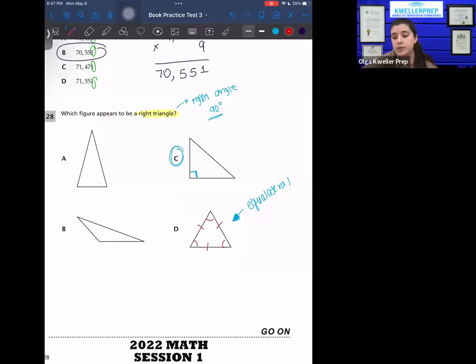And how about choice A? How would we describe choice A? Choice A to me appears like it's isosceles. And in an isosceles triangle, two sides are equal and two angles are equal. So we have a right triangle, isosceles, and equilateral in this case. We've got 3 different vocab words that we can review with this question.